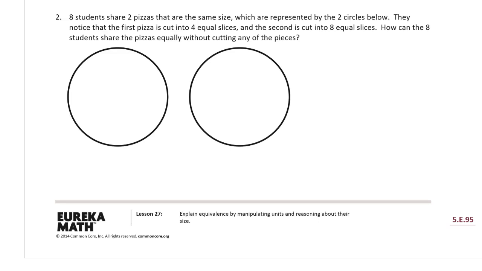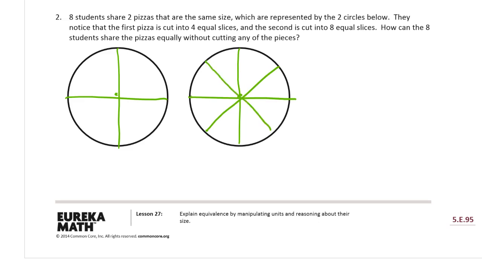So the first pizza is 4. Here's the thing about circles, the partitions have to be drawn through the center as much as you can, or they won't look right. All right, so that's 4 equal pieces. This is pizza number 1, and pizza number 2.